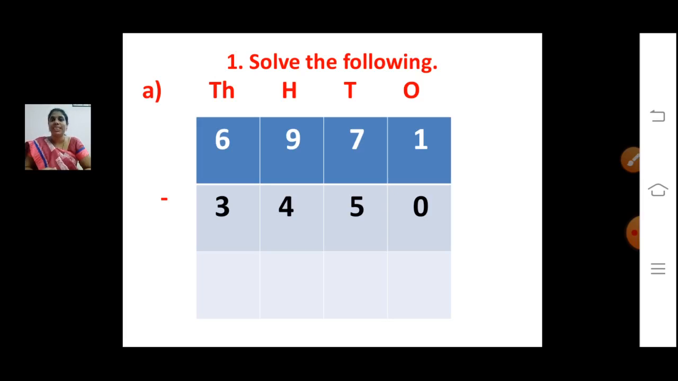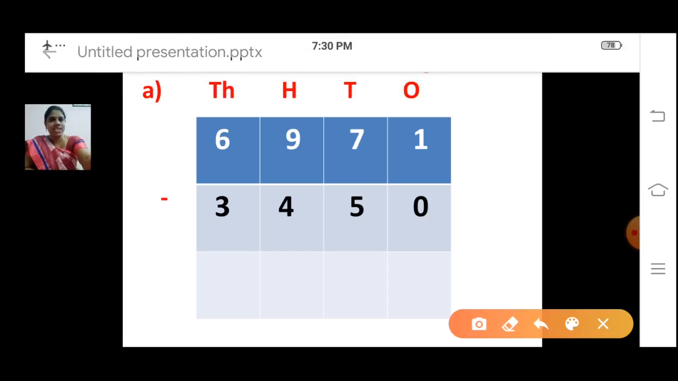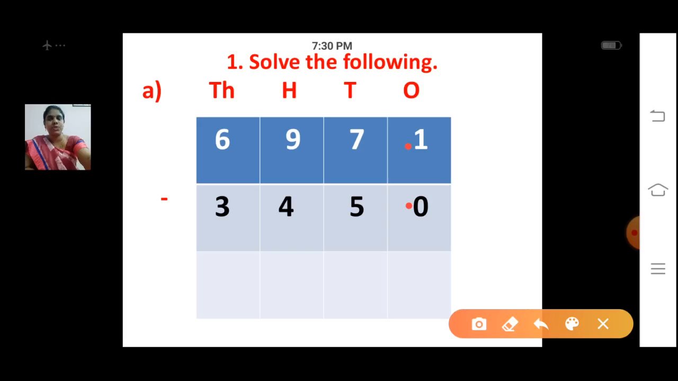First, you have to subtract the ones place, then tens, and then hundreds, and finally the thousands, right? So don't start from the thousands place. So let's start from the ones place. What numbers are we having in the ones place? 1 minus 0. When you subtract 0 from any number, what will be the answer? 1 minus 0 is 1. Write it down, 1 here.